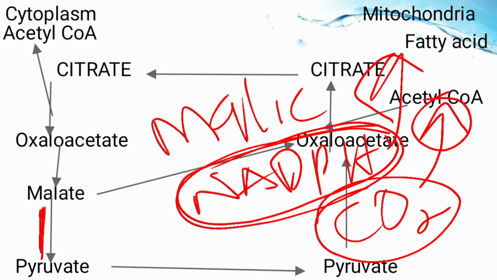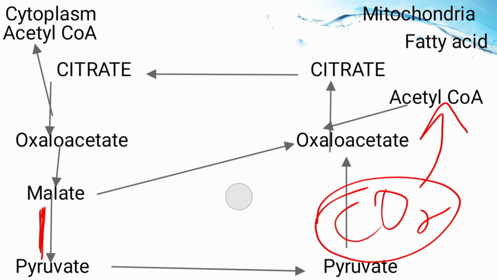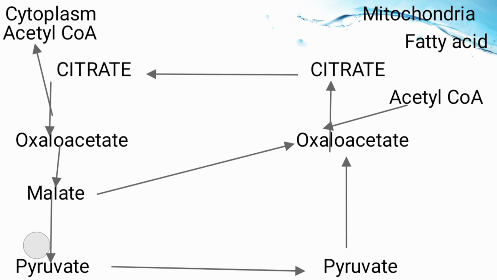Again, the major source of this NADPH is actually the pentose phosphate pathway. The major source is the pentose phosphate pathway. So that's the major place where we get this NADPH from. If you can see here, remember we used 2 ATP, as I told you the other time, to carry out this transport, right?